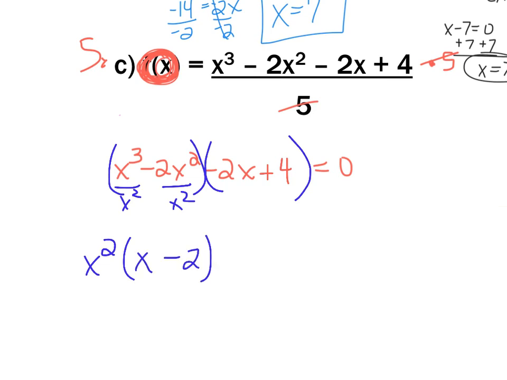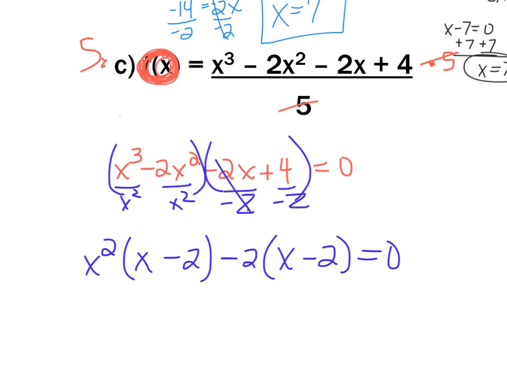X minus 2. Does everybody agree? Okay. And then I look at my second parenthesis, negative 2x and a positive 4. What do they have in common? Let's take out that negative. If you can take out the negative, take out the negative. So if I divide this by negative 2, I am left with x minus 2. Do you guys see why I took out that negative?